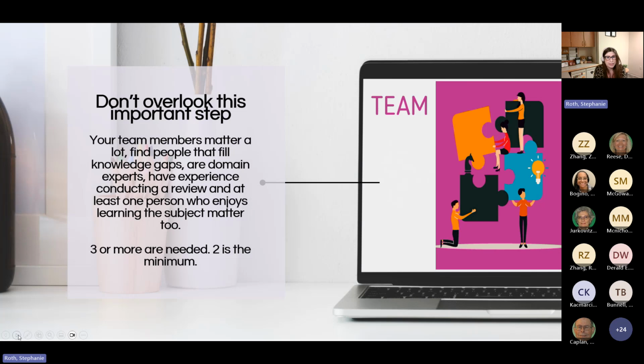So that two minimum mainly refers to the two minimum per stage of the review that have to go through the process independently and blinded. So each stage is done independently and blinded, but not the search. The search is usually done by the librarian.